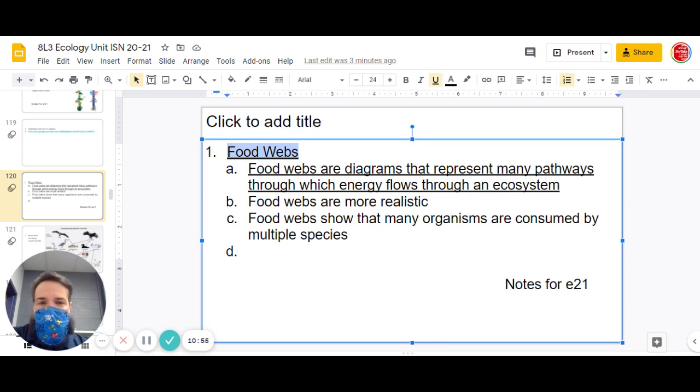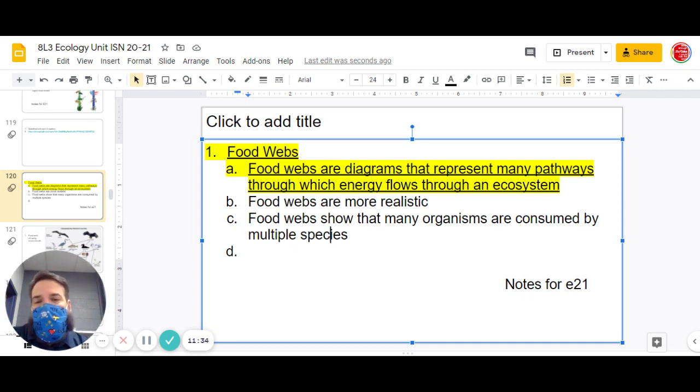All right, food webs. I just want to get the definitions down. Food webs are diagrams that represent many pathways through which energy flows through an ecosystem. So basically, it's a combination of multiple food chains. Food webs are much more realistic. In a food chain, you only see one pathway. But we know that a hawk isn't just going to eat one thing. A hawk might eat a mouse, it might eat a rabbit, it might eat a fish. So it eats many things. So a food web is much more realistic.